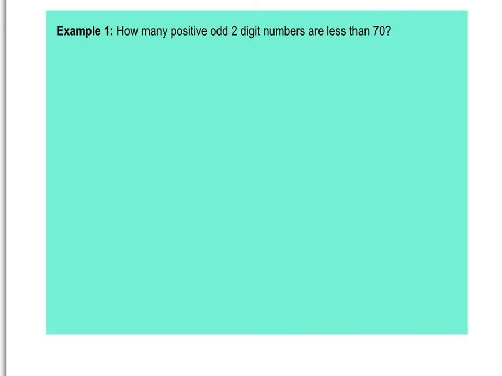So let's do some examples. Example 1: how many positive odd 2-digit numbers are less than 70? So we need to think about the number of ways each of the digits can be selected. We're going to have the first digit, digit 1, and the second digit, digit 2, and then we're going to multiply those together. Remember, our m times n. So, okay, we just have to think about it.